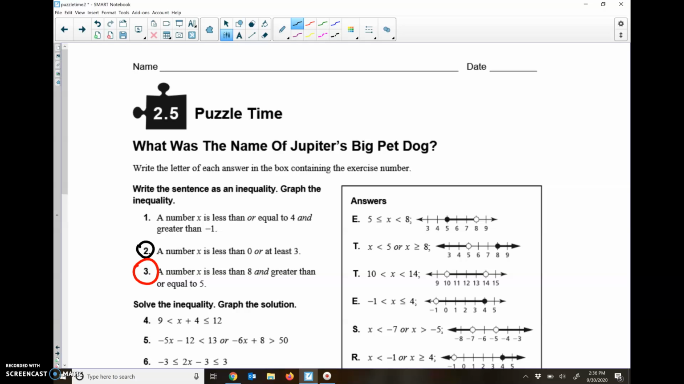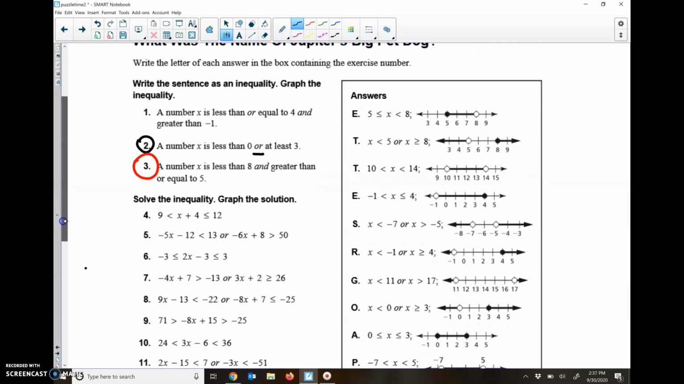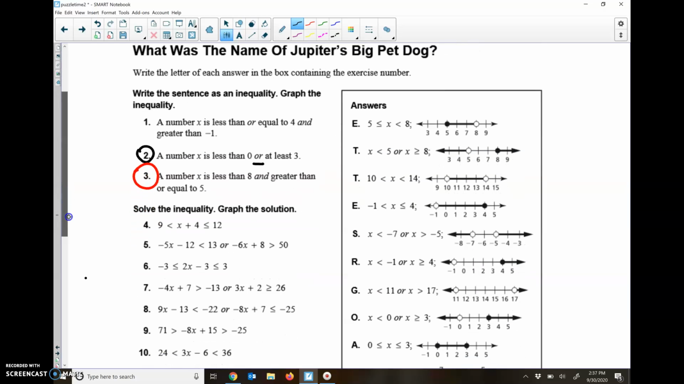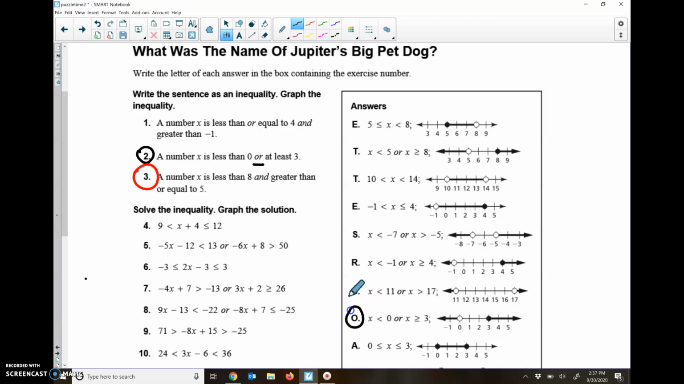All right, so we're going to look at a problem of each. We're going to look at an "and" and an "or" in writing, where we're going to solve it out. So let's look at an or problem here first. A number x is less than 0, so x is less than 0, or at least 3, so that means it has to be greater than or equal to 3. If I'm looking for an or problem that's less than 0 or greater than or equal to 3, it looks like it's going to be letter O here, and they graphed it for us. So less than 0 and greater than or equal to 3.